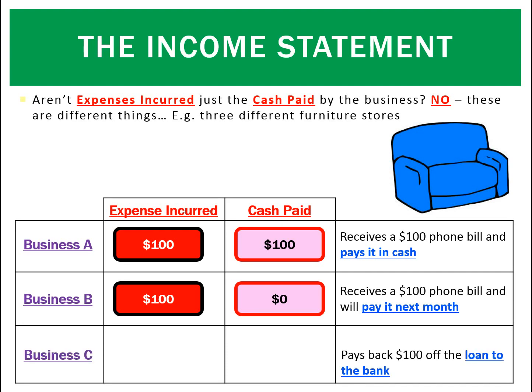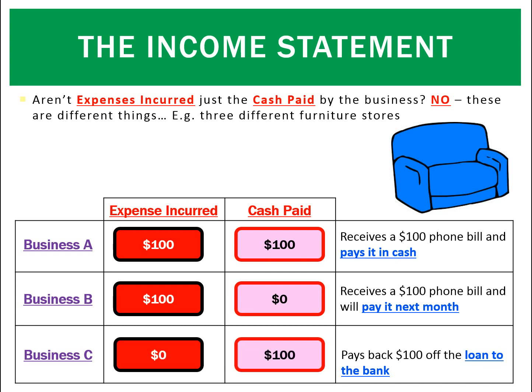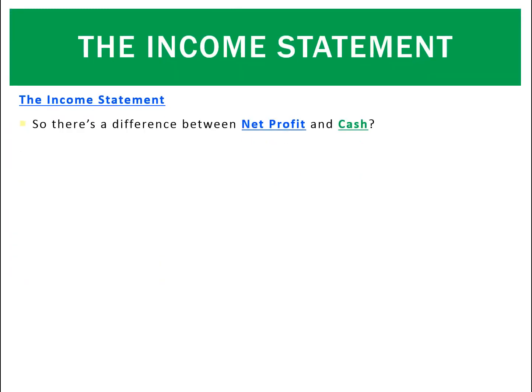What about business C? Business C has decided to pay back $100 off the loan that they owe to the bank. That is not an expense, but it is cash paid. So 3 pretty basic transactions, but you can see the difference between expenses and cash is quite different. So we need a little bit more of a background to understand that. So given that there's a big difference between net profit and cash, I think the biggest question we want to ask is, well, what do I pay the bills with?